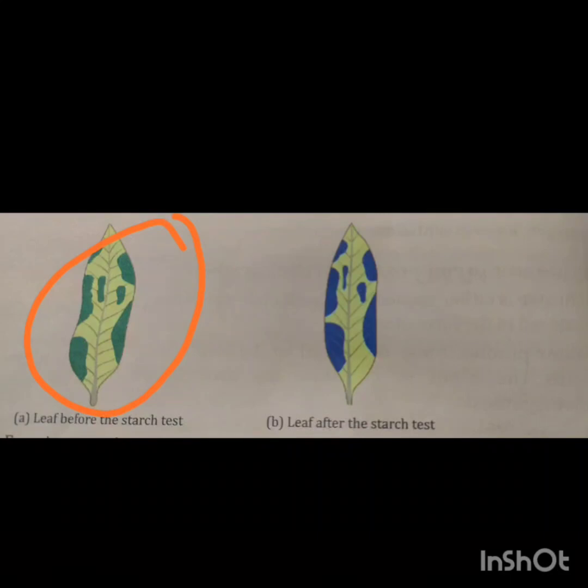Now place the plant at least for 5 hours in the sun. Pluck a leaf from the plant and carry out the starch test using iodine solution. We will observe that only the green part of the leaf has turned blue-black. Therefore, it is proved that the green portion of the leaf has chlorophyll which performs the process of photosynthesis.